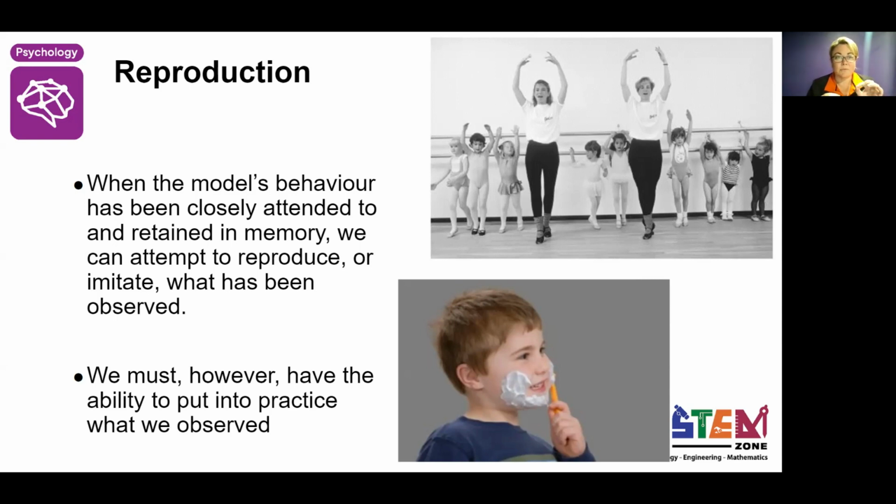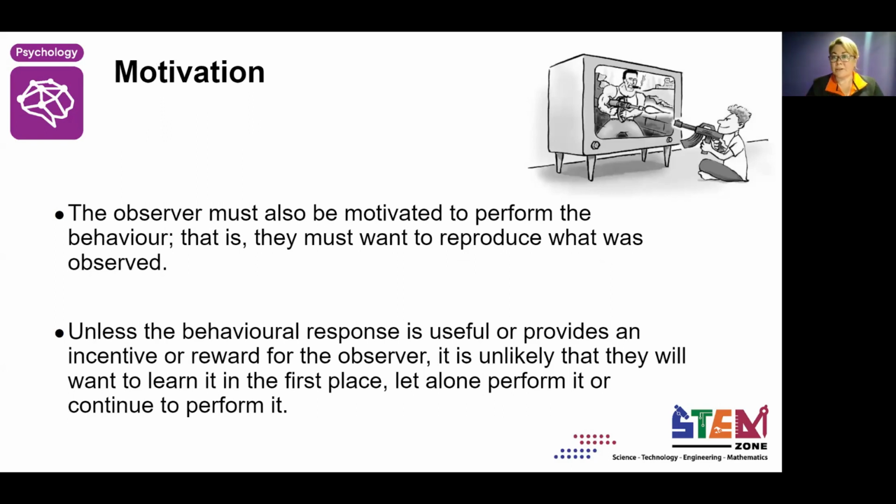So be very clear on all of these stages. Remember, attention, you have to be paying attention. You've got to idolize them. They might be really good looking. You're watching, observing their behavior. Your retention, you have to make a mental representation. You've got to be able to store it in your memory. Reproduction, you have to have the physical attributes to be able to reproduce that behavior. Motivation, you've got to have the motivation or the desire to actually complete that behavior.